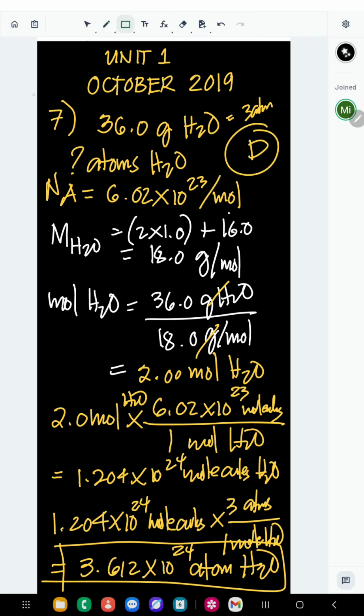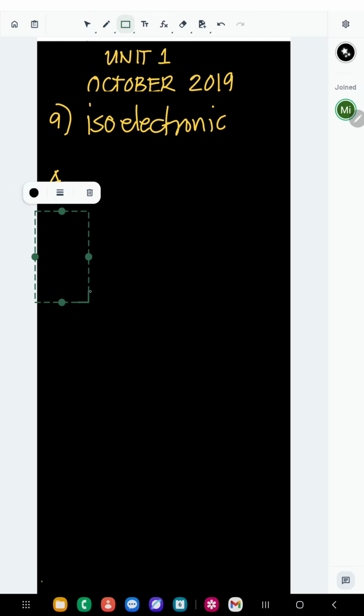Right, now let's answer number 9. Let's just skip number 8. So number 9, in which pair are the ions isoelectronic? So we're given here 4 pairs.